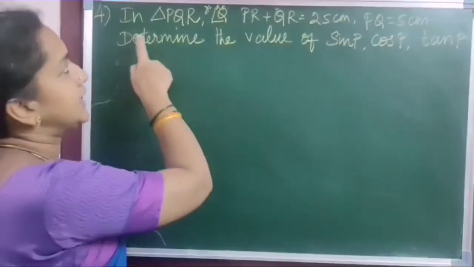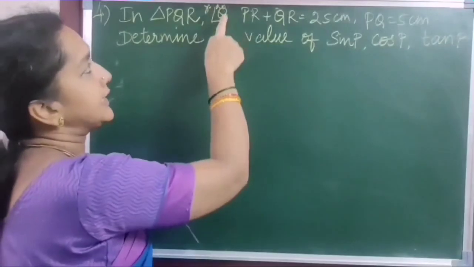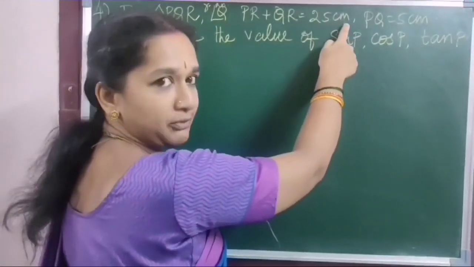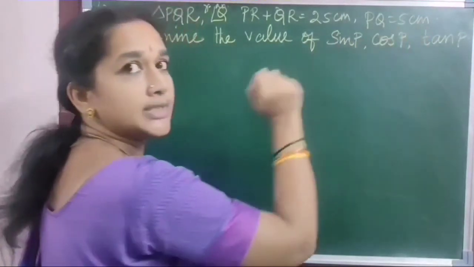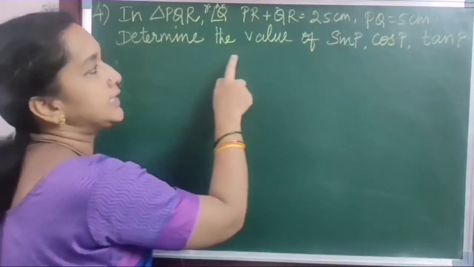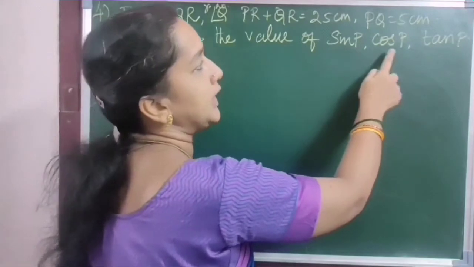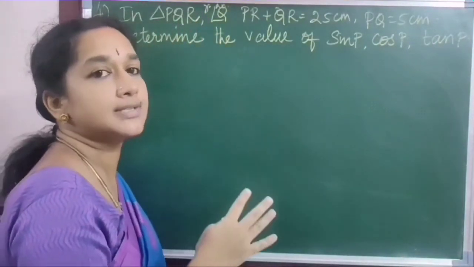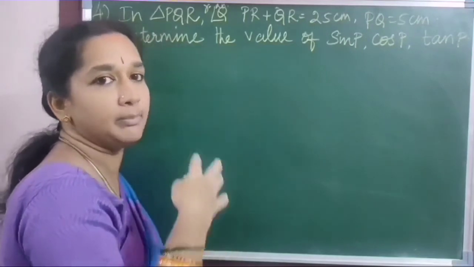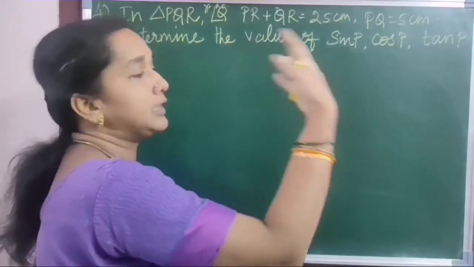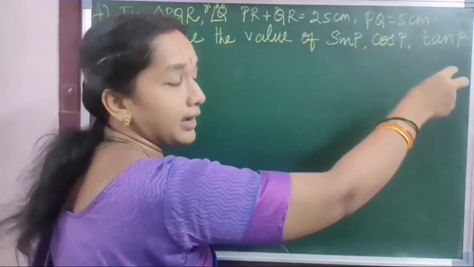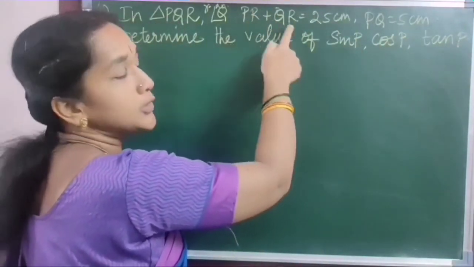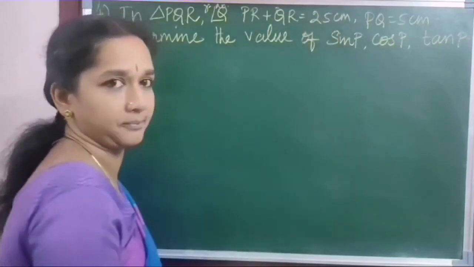Fourth sum is, in triangle PQR, right angled at Q, PR plus QR is equal to 25 centimeter, PQ is equal to 5 centimeter. Determine the values of sin P, cos P and tan P. In the previous sums, sin, cos or tan values were given. From that you find the third side, substitute it in the given thing and get the answer. But here, two sides' lengths are given together.